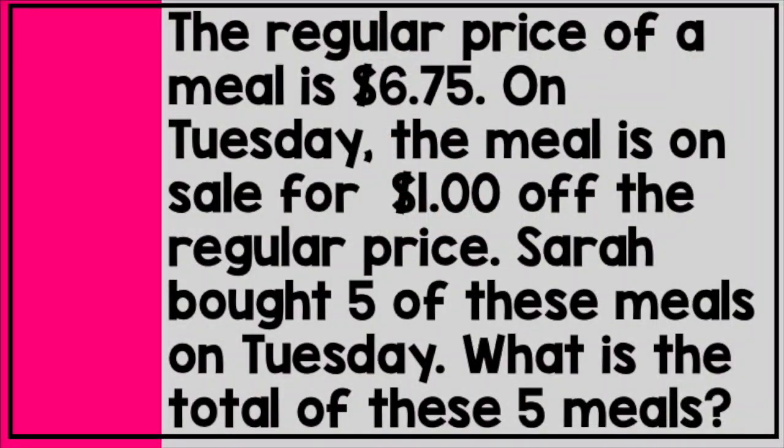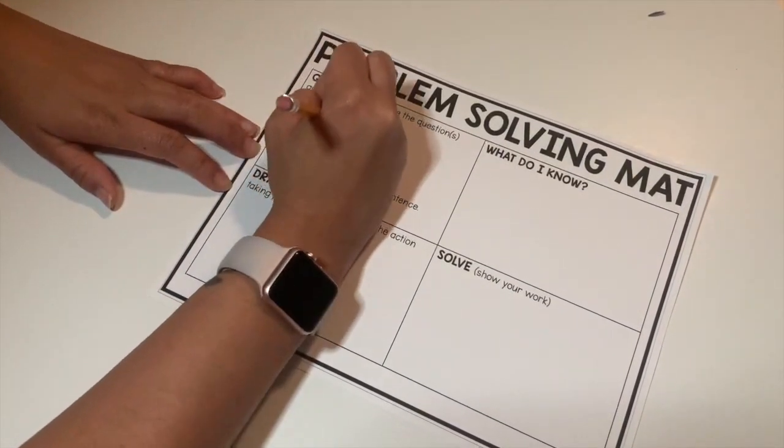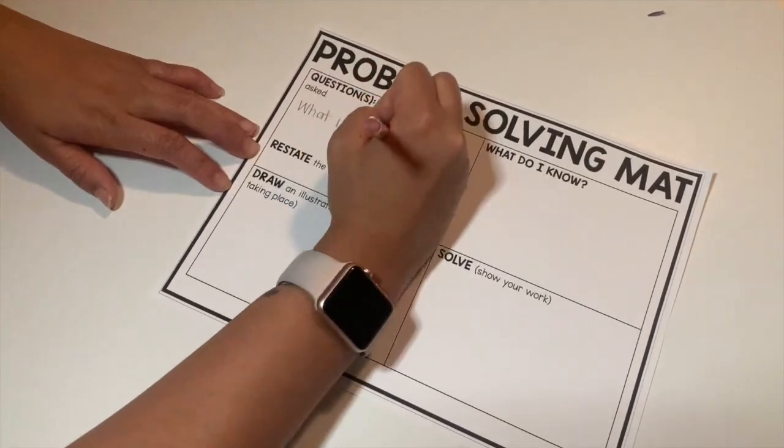This problem says the regular price of a meal is $6.75. On Tuesday, the meal is on sale for $1 off the regular price. Sarah bought 5 of these meals on Tuesday. What is the total of these meals? The question is, what is the total of these 5 meals?